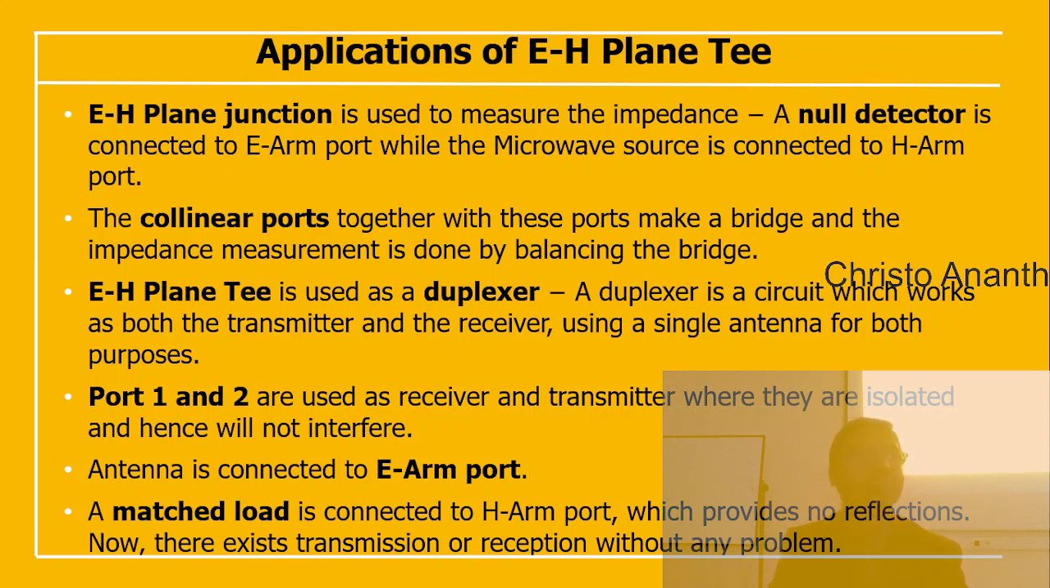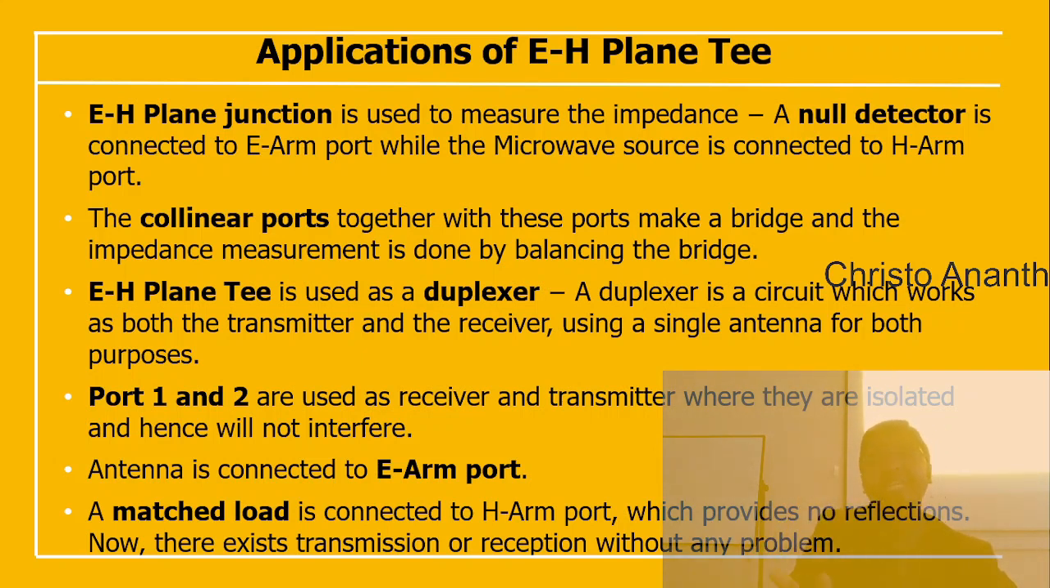Okay. So the E-H plane T, you can use it in the duplexer. Duplexer means it works both as a transmitter and a receiver using a single antenna. Here port 1 and port 2, we know that they are collinear ports, so they can be used as receiver and transmitter where they are isolated. Isolated means they will not be interfering with each other.